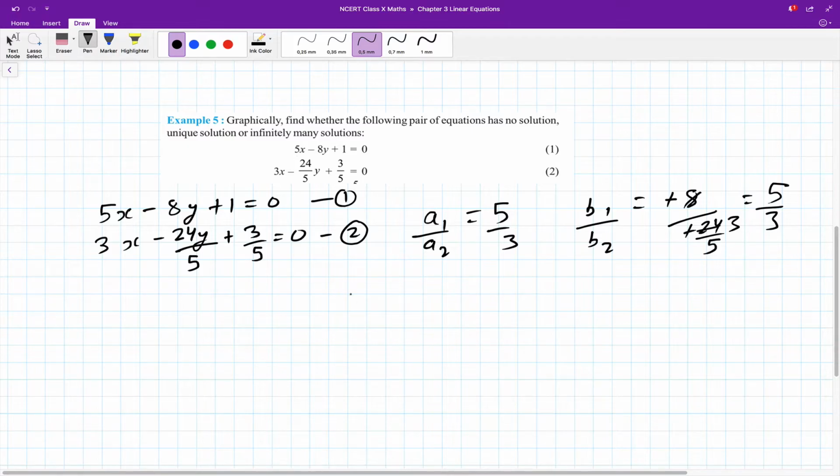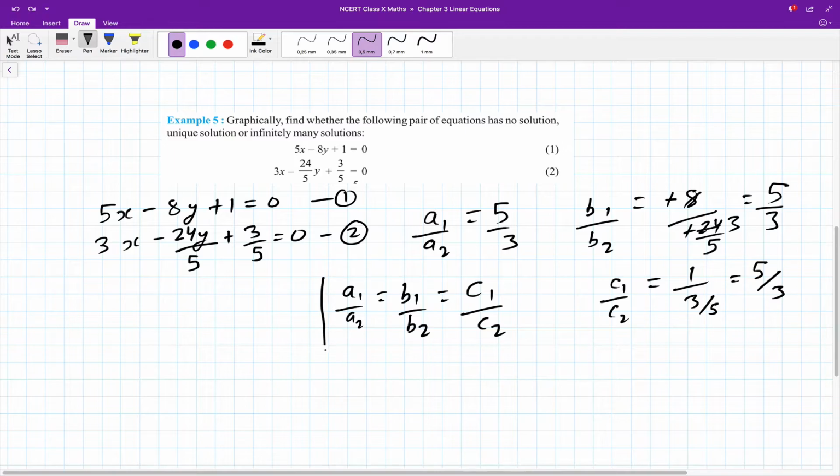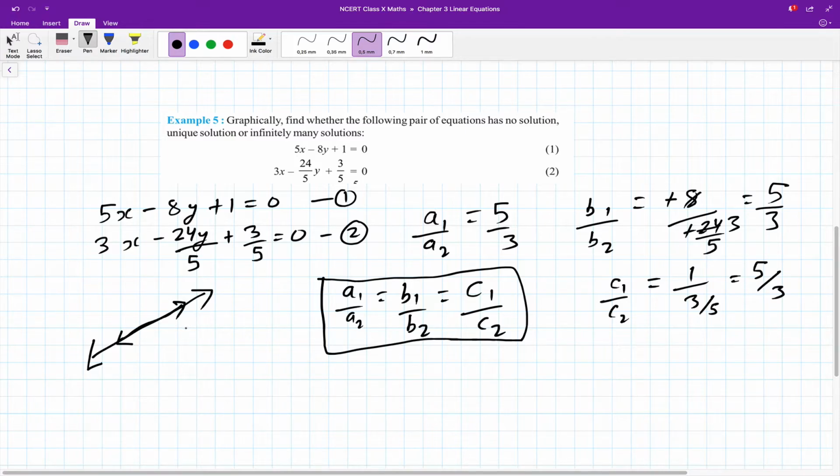And so we have a1 by a2 is equal to b1 by b2. And now if we also have a look at c1 by c2, we have 1 by 3 by 5, which is also equal to 5 by 3. So we have this case, a1 by a2 is equal to b1 by b2 is equal to c1 by c2. And from this we can directly conclude that this pair of linear equations represents coincident lines, and they will have infinitely many solutions.